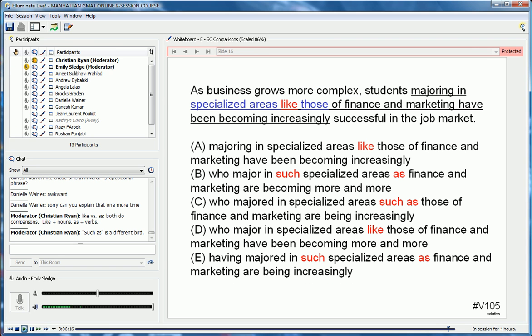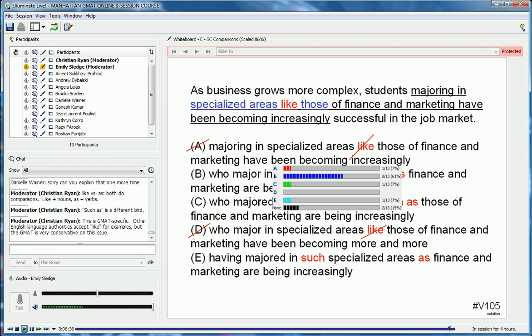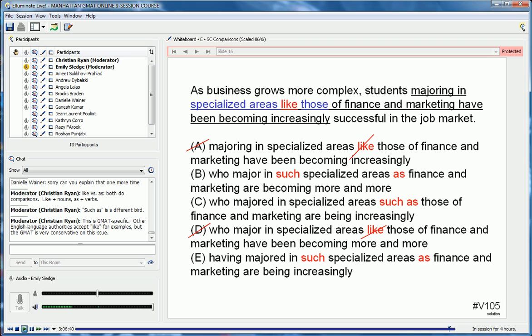All right, and when we hop back here, you'll see that's what they're doing to us. You just simply have to ask yourself in a split like this, are finance and marketing an example, or are we comparing them to something? We're not really comparing them, so we can get rid of A and D. Go with "such as." I'll cut to the chase on this one because most of you did pick the correct choice from there. B is the choice that works.